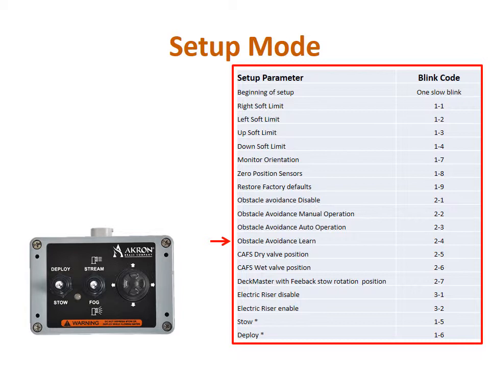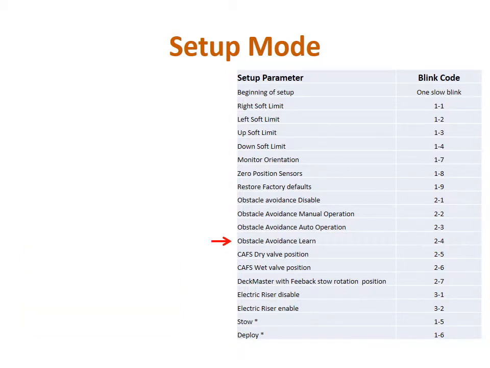When you reach the opposite side end of travel, press and release the fog switch to save the profile. At this point, the obstacle avoidance profile has been saved. You can now reset the U2 by pressing the stream switch the appropriate number of times to navigate back to the top of the setup option list.